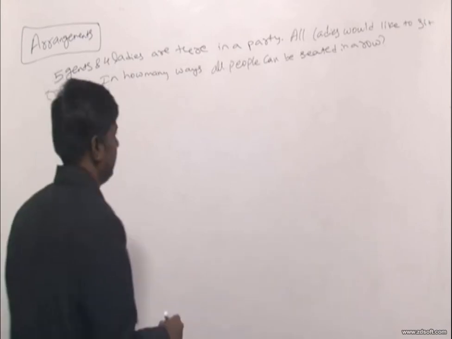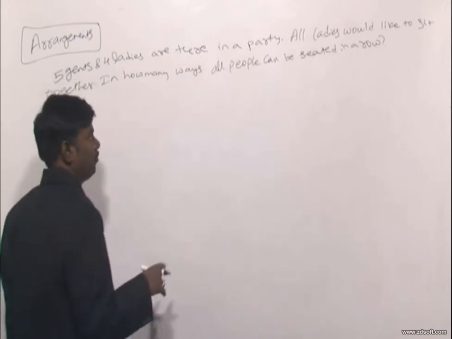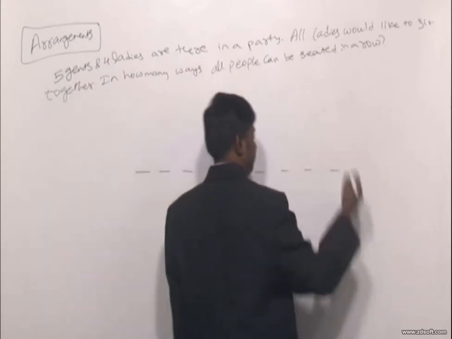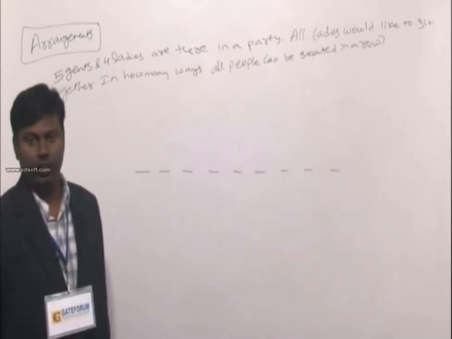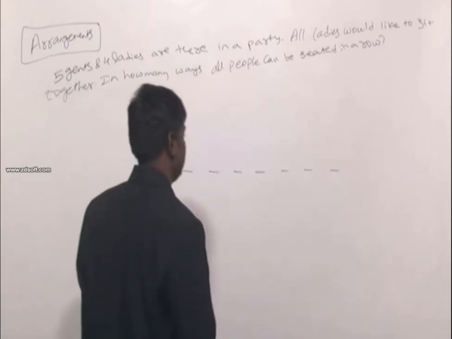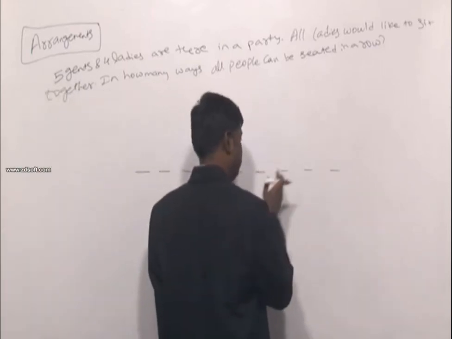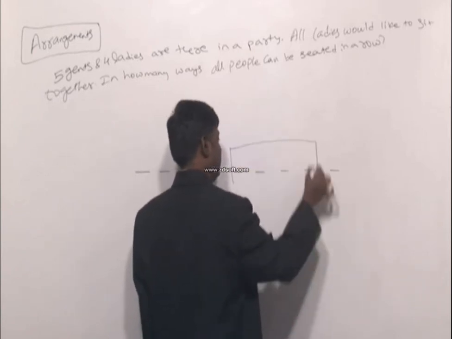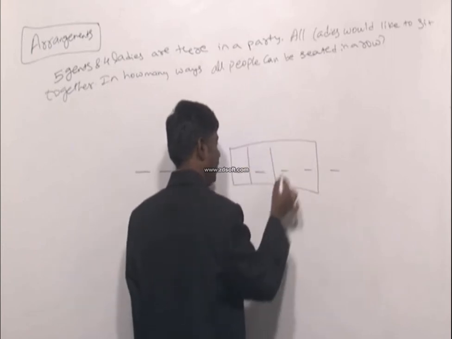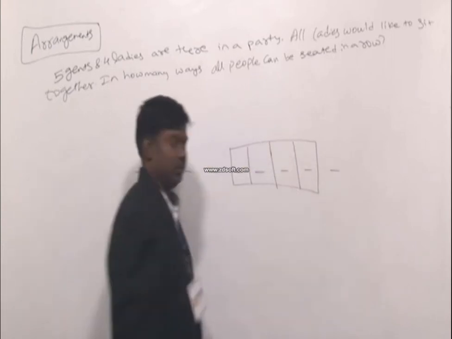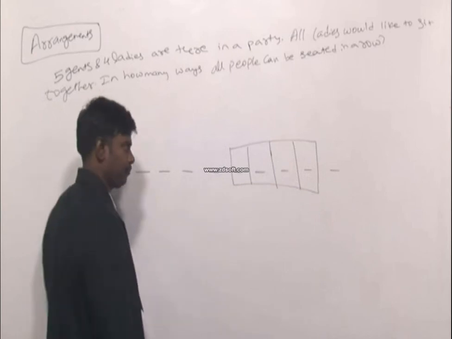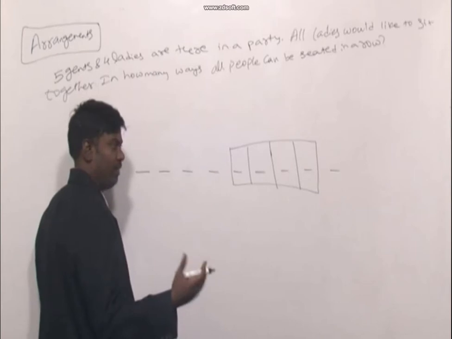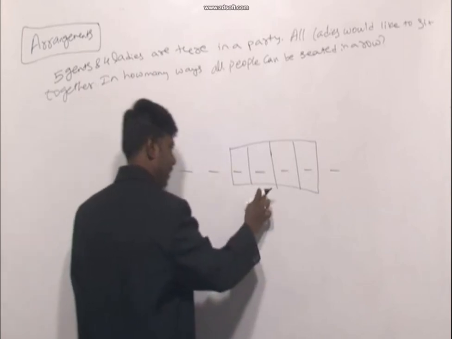Okay. All ladies would like to sit together. 1, 2, 3, 4, 5, 6, 7, 8, 9. If all ladies would like to sit together, there are 4 ladies. Let us say 1, 2, 3, 4. These 4 chairs are tied, or rather you consider this is a sofa which can accommodate 4 seats, right? Now think of how many items are there. 1, 2, 3, 4, 5, 6.